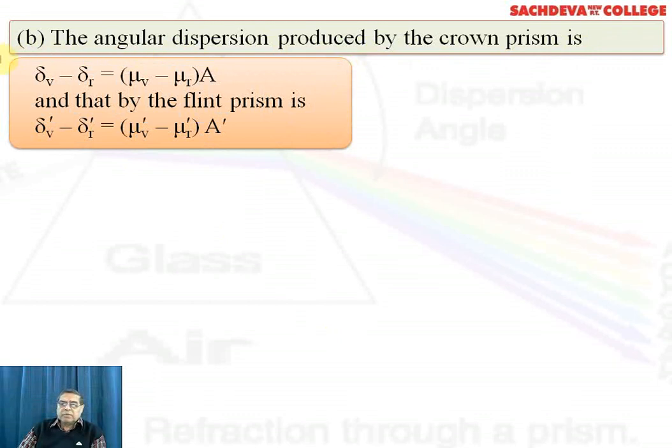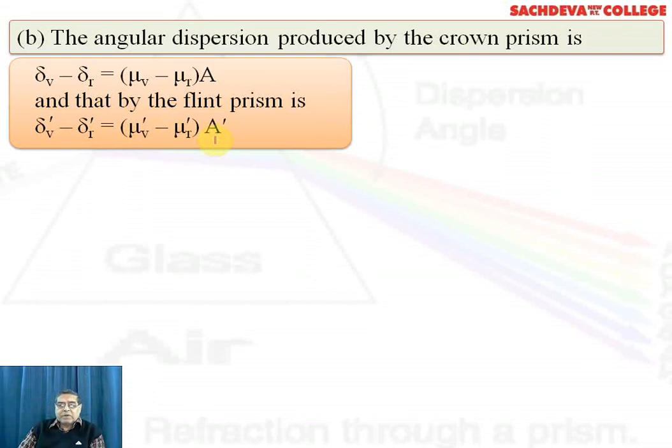Again, we come to the same formula, that is minimum deviation for violet minus minimum deviation for red, and that will be equal to refractive index of violet minus refractive index of red multiplied by A, where A is the angle of prism, that is 5 degrees given to us, and for the flint prism it should be delta V dash and delta R dash, that is refractive indexes for violet and red for the flint prism, and for the crown prism the value is given above.